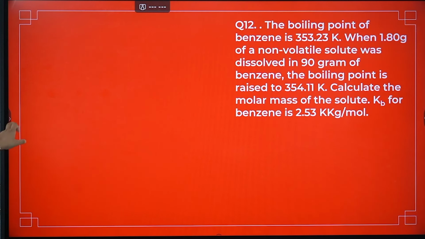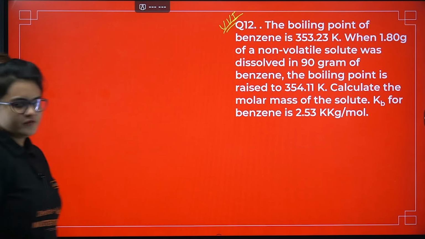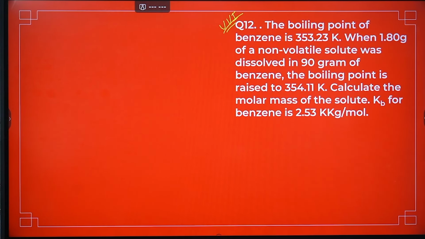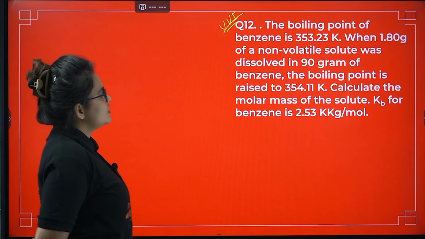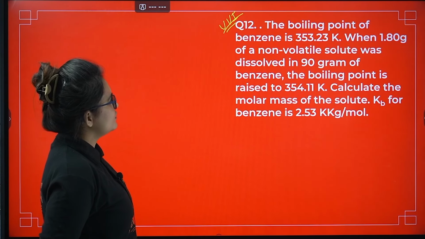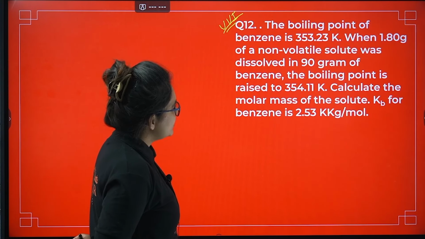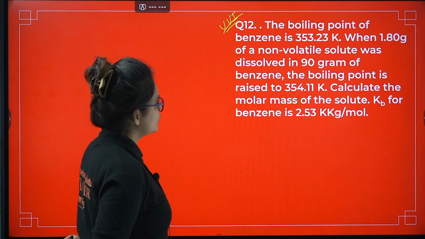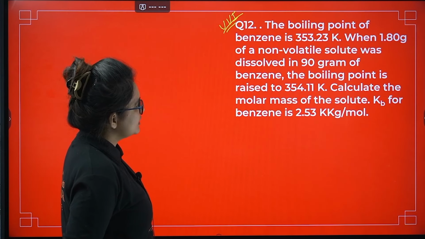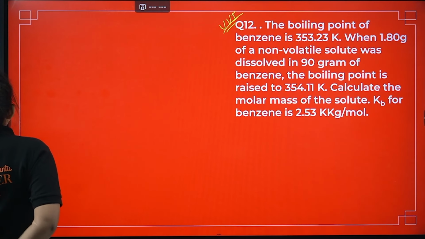Let's go ahead. The boiling point, it's a very important question actually. What are they asking? The boiling point of benzene is 353.23 Kelvin when 1.80 gram of a non-volatile solute was dissolved in 90 gram of benzene. The boiling point is raised to 354.11 Kelvin. Calculate the molar mass of the solute. Kb is also given. So let's do it, a direct application of the formula.